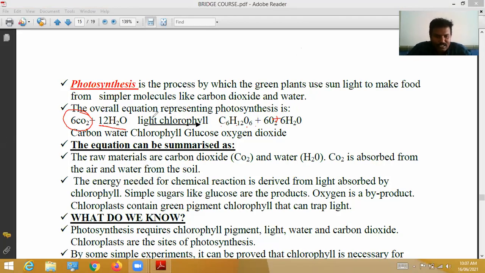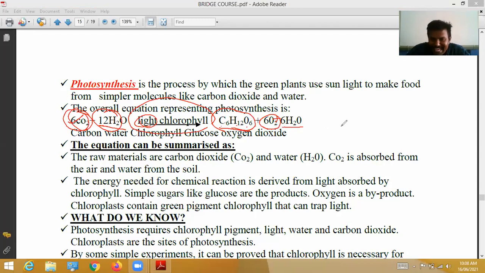See here, green plants use carbon dioxide and water. These are all simple molecules. Using carbon dioxide and water, in the chloroplast, grana contain a pigment called chlorophyll. The chlorophyll pigment absorbs light. That's why it is called light-activated chlorophyll. When the light is absorbed, the chlorophyll is activated and forms glucose, carbohydrates, C6H12O6, oxygen and water vapor.